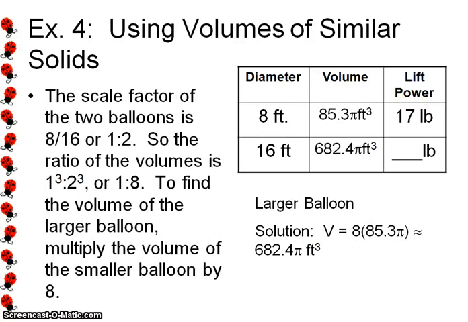And when I substitute that in, I now know also that if this is 17, the scale factor of the two balloons, if I look at this, is a 1:2 scale factor. So the ratio of the volumes is a cubed over b cubed. So it's 1 cubed over 2 cubed, which would be a 1:8 ratio. So to find the volume of the larger balloon, I'm going to multiply this volume by 8, and I'll get 682.